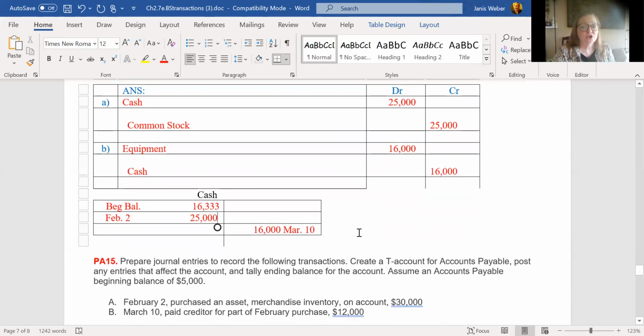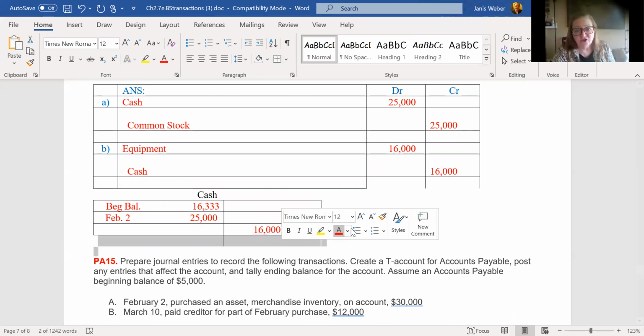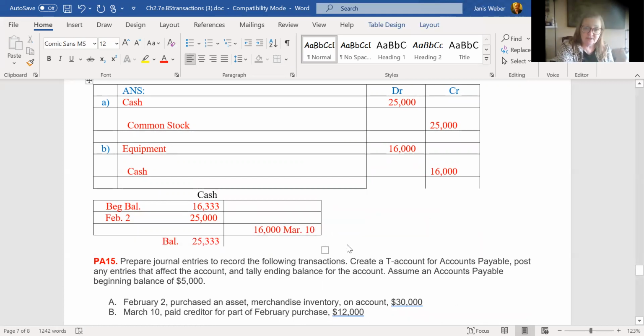So now I have 2 debit entries, $16,333 and $25,000. So that is what, $41,333. And then after that, I had a credit of $16,000. So I net these 3 together and I come up with $41,333 minus $16,000. So my ending balance of cash is the net of these 3 transactions. The debits are larger than the credits, so I know it's going to be an ending debit balance.